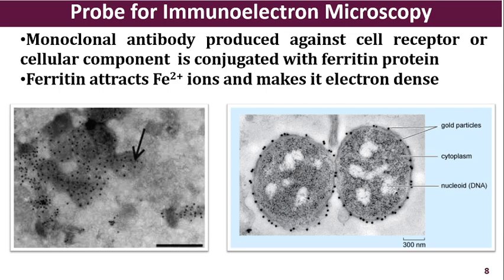Similarly, cell cytoplasmic proteins can also be detected using the monoclonal antibody approach, using ferritin as a molecule conjugated to the monoclonal antibody, and electron micrography can be carried out. This is how immunoelectron micrography can be performed, and the fine antigen expression on the cell surface or within the cellular components can be identified.